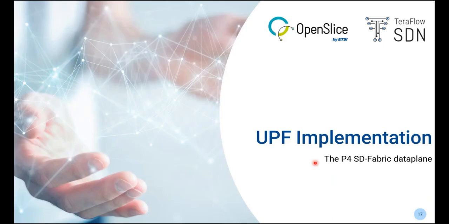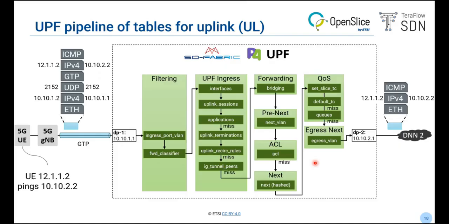Before I start the demo and the whole scenario, let's see a bit of detail about how we implemented this UPF. This is the pipeline of tables for the UPF when the packet traverses the uplink. So we start from left to right. The UE is here with a given IP address and tries to ping the IP address of the data network, which in this case is 10.10.2.2. So the packet has to be encapsulated first between the G node B and the UPF.